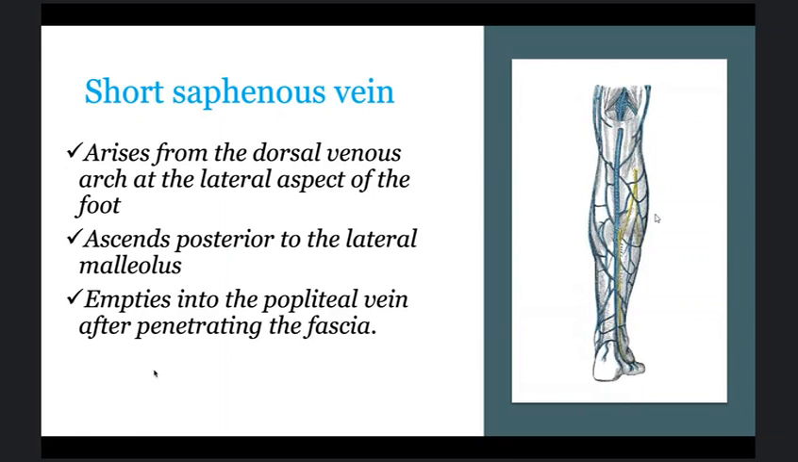Okay, so the site of joining between the great saphenous vein and the common femoral vein is called the saphenofemoral junction. And the site of joining between the short saphenous vein or lesser saphenous vein and the popliteal vein in the popliteal fossa is called the saphenopopliteal junction. Both these junctions are very important to deal with in the treatment of varicose veins.